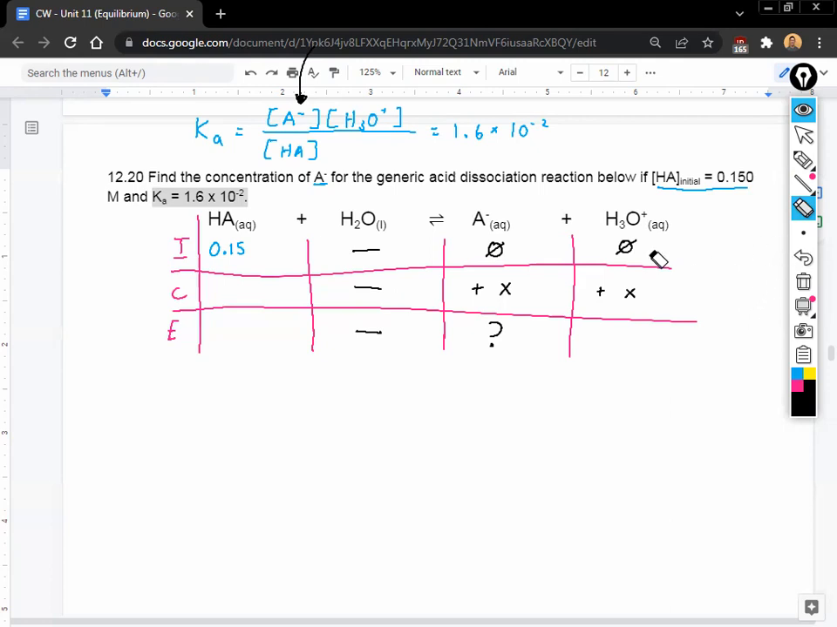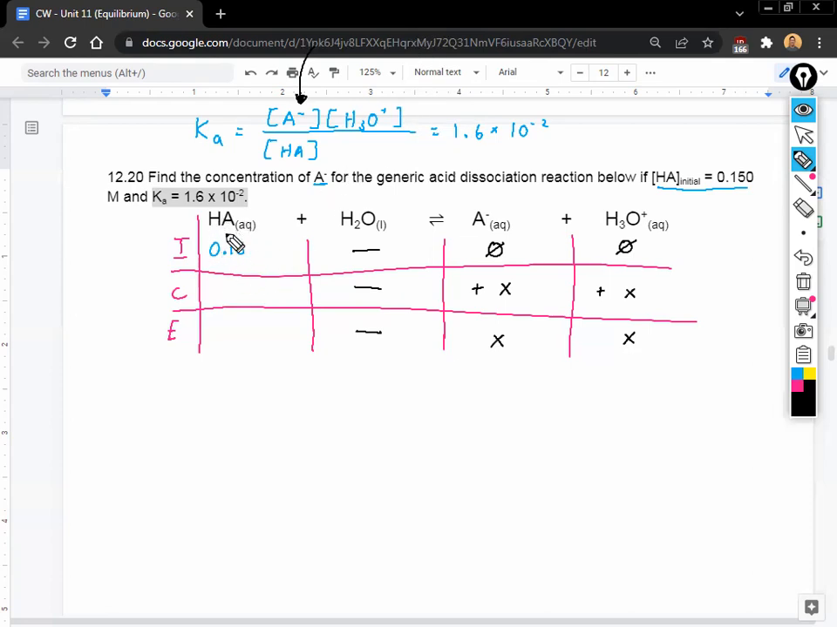What that means is at the equilibrium, the concentration will be X and the concentration will be X, because if you go 0 plus X, it's just going to be X. All right, so far so good? All right, now we're going to get to the part that's kind of annoying.